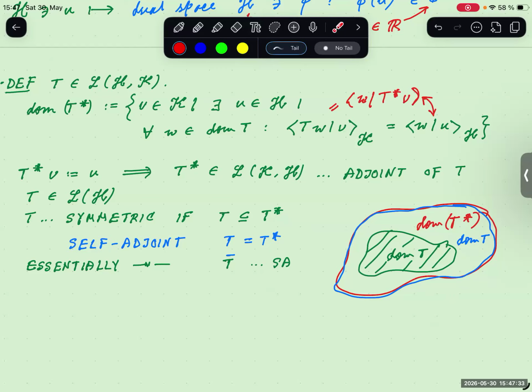Okay, so what is called a self-adjoint operator? Before going to self-adjointness, first we take a small step. An operator is called symmetric if T star is an extension of T. Okay, so what does this mean? This means that the domain of T star may or may not equal that of T, but it is always larger or equal.